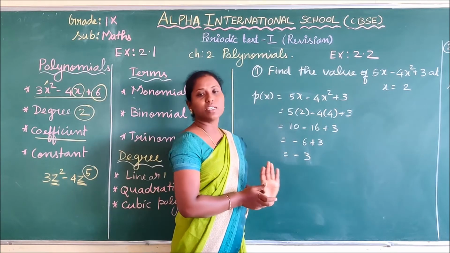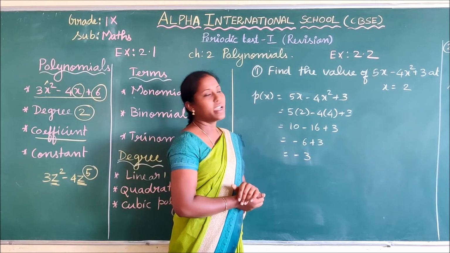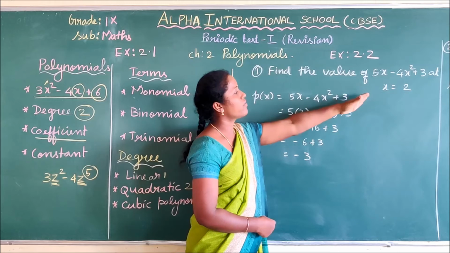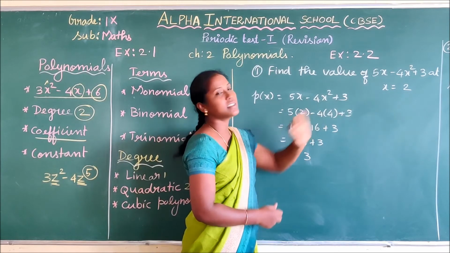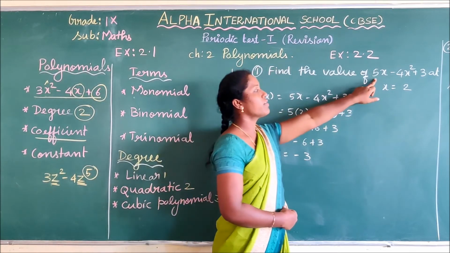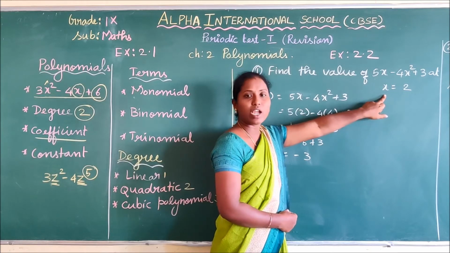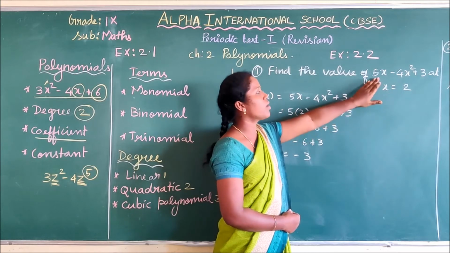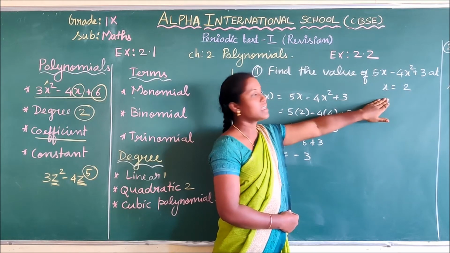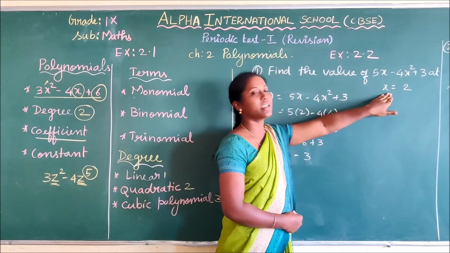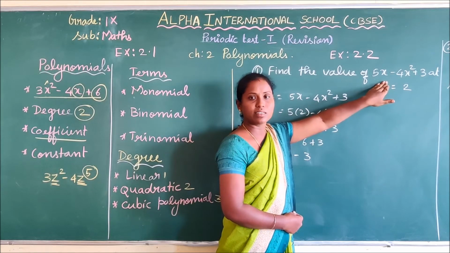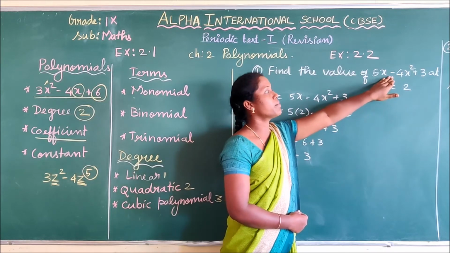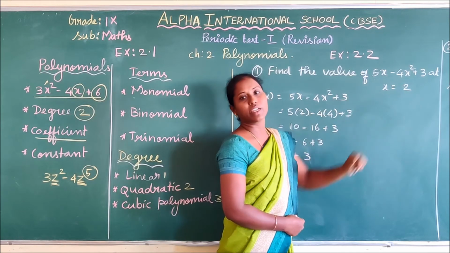The second exercise is based on the zero of the polynomial only. In that, let us revise some example problems. Find the value of f(x) = 5x minus 4x square plus 3 at x is equal to 2. Here they have given a polynomial and indicated a value for the variable x, x is equal to 2. We have to just replace the variable by the given value. What is the variable here? x. What is the value for x given in the question? x is equal to 2. Just replace the variable x by 2 in the given question and find the value.